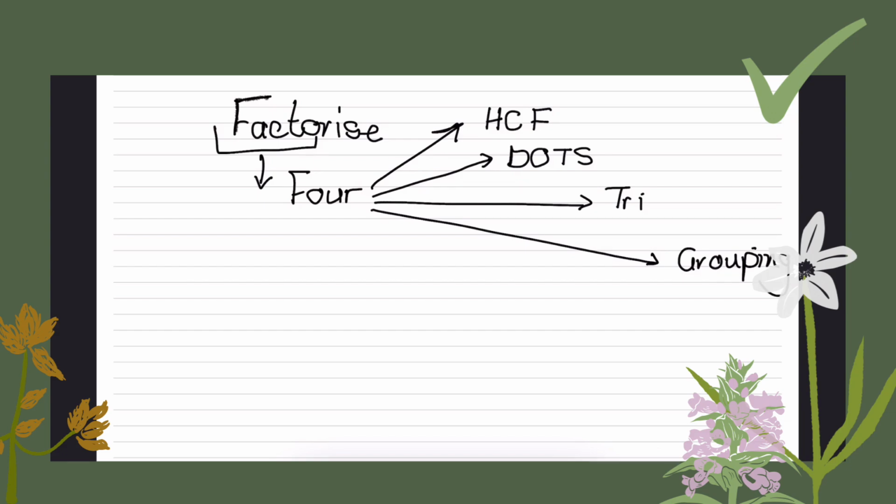Now when we look at our question, I'll put in a different color, it is 3x squared plus 9x minus 2xy minus 6y.